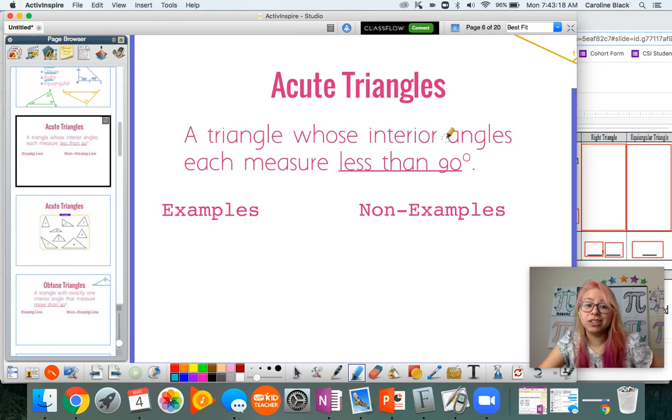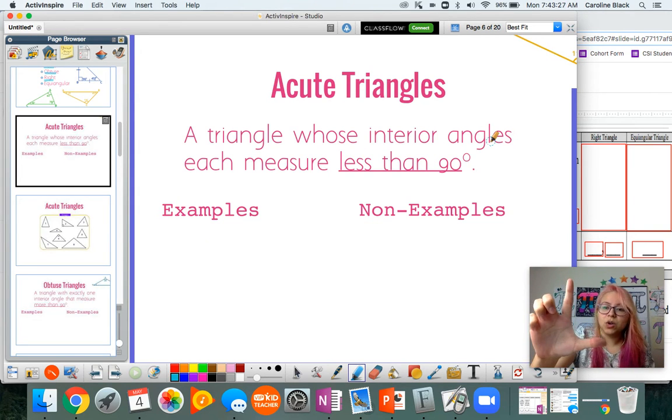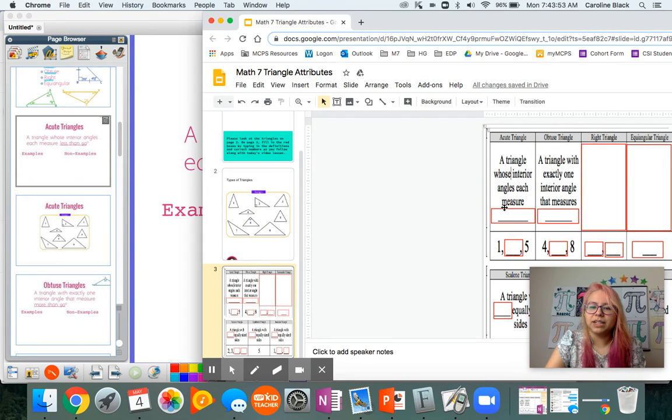And if you remember, acute means an angle that is less than 90 degrees. A 90-degree angle is an L. It's like a corner, right? A corner piece. If it's less than 90, then it's smaller than the 90 degrees. Okay, so it's narrower. So a triangle whose interior angles measure less than 90 degrees is an acute triangle. And in your notes, if you're following along, you can write here: a triangle whose interior angles each measure less than 90 degrees.